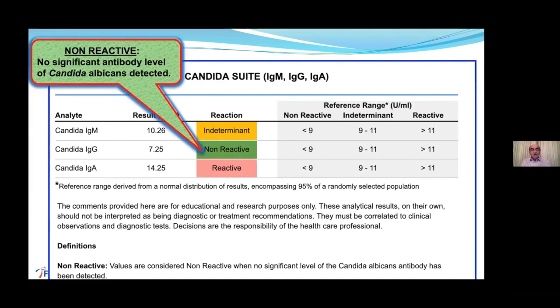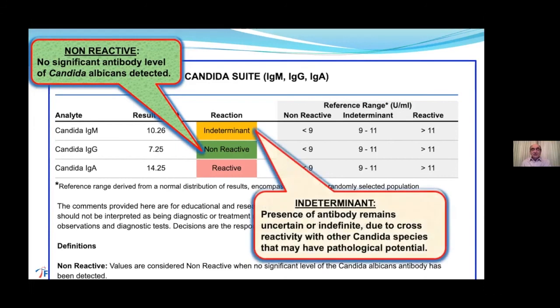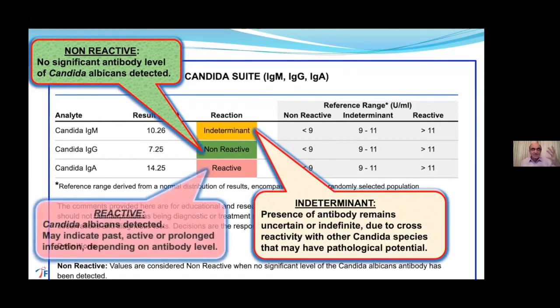So that means whatever is going on, it has not been a long-standing infection. It's not prolonged. It may be something that has just started recently. IgM, as I said, shows you there's a presence of antibody. They're not sure. It's still indeterminate because it's between 9 and 11. If it was greater than 11, it would tell you there's probably a Candida infection happening at that moment.